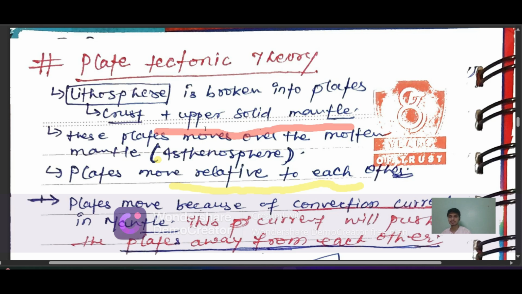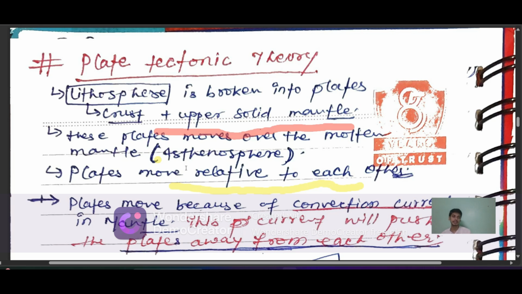So plate tectonic theory was proposed by McKenzie and Parker and also by Morgan in 1967. So plate tectonics is nothing but a movement of lithospheric plates due to internal forces emanating from Earth's interior. So here the lithosphere is broken into plates. Lithosphere is composed of crust plus upper solid material. ये lithosphere का structure. These plates move over the molten mantle, which is also called the asthenosphere part.